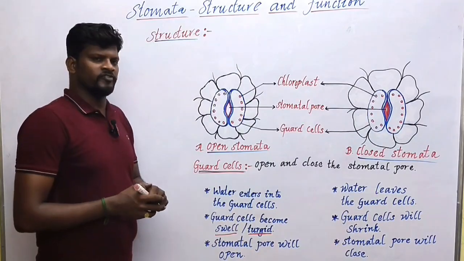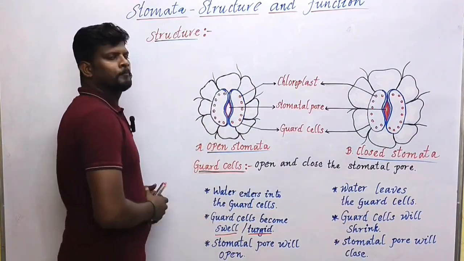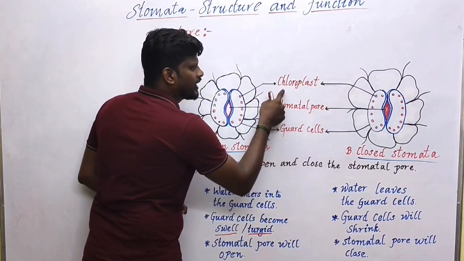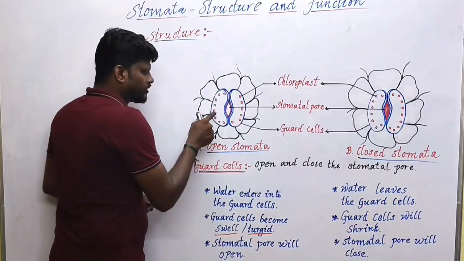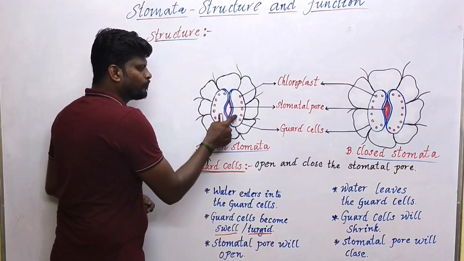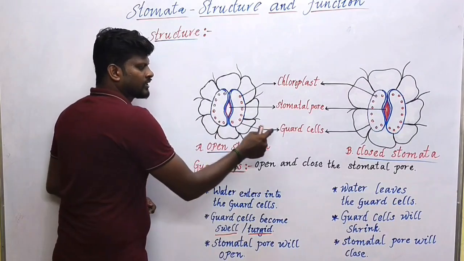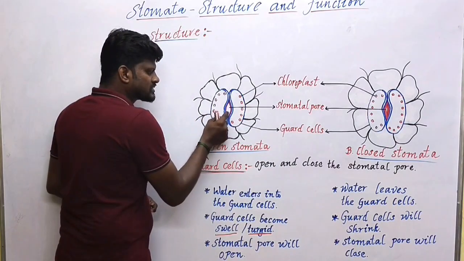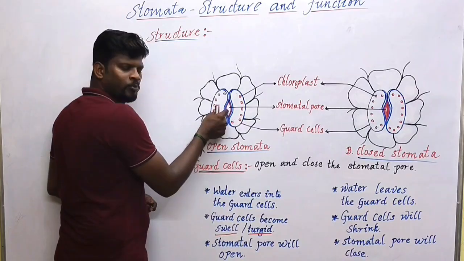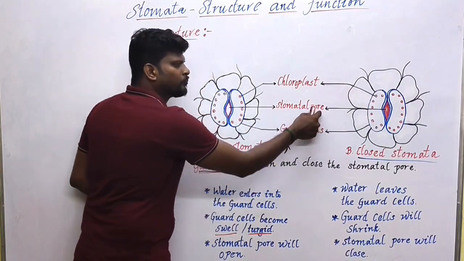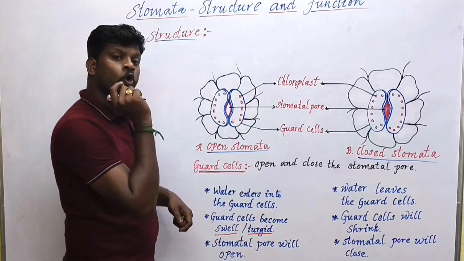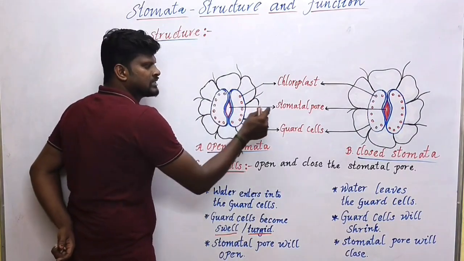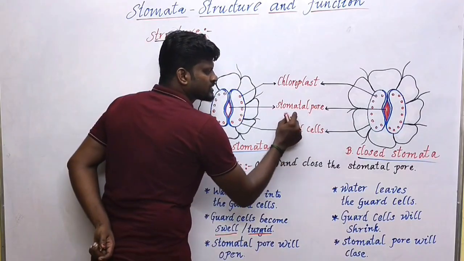Let us go with the structure first. See, the stomata has certain important parts such as the guard cells, stomatal pore and the chloroplast. Here you can see the two bean-shaped cells are nothing but guard cells. Between these bean-shaped guard cells, we have a small opening or a pore called the stomatal pore. A pore is nothing but a minute hole, right? So there is a hole or a pore between two guard cells, which is nothing but the stomatal pore.